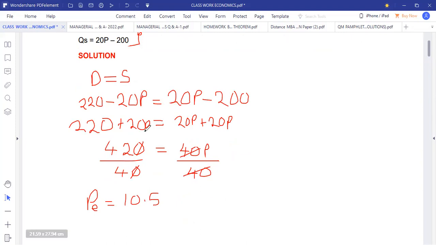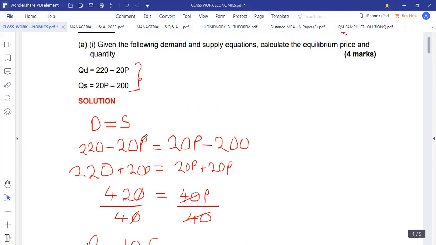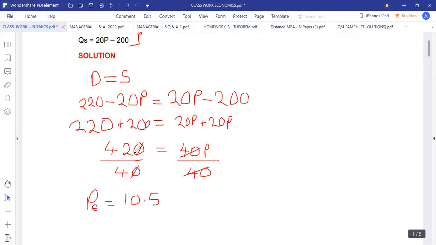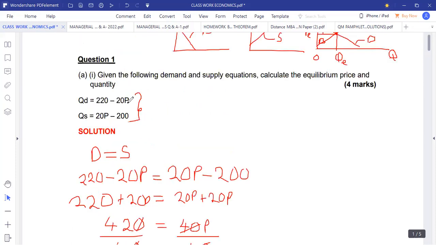Right, so how do we find the Q therefore? We can substitute our P, which we found as 10.5, in any of these two equations. This is equilibrium. You get the same answer. 10.5 here and here 10.5. You don't have to do both of them, just one of them will give you an answer. So when you multiply, we're going to get what? 220 minus 20. But where there's P, you put what? 10.5.